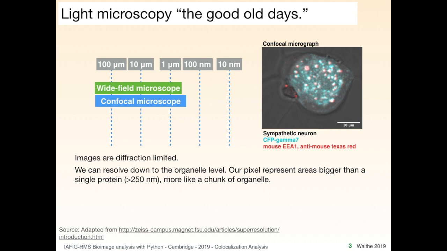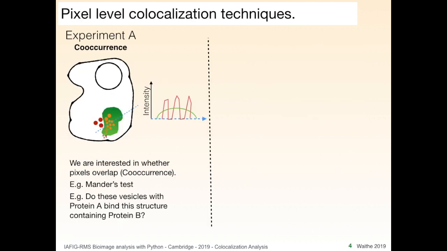And this is how we're going to start, and then later on we'll talk about super resolution when we go beyond the diffraction limit and really start to resolve single molecules and small parts of structures. So I'm going to go through several colocalization paradigms, and I'm going to explain to you the rationale and the approaches that we'd use in each of these cases.